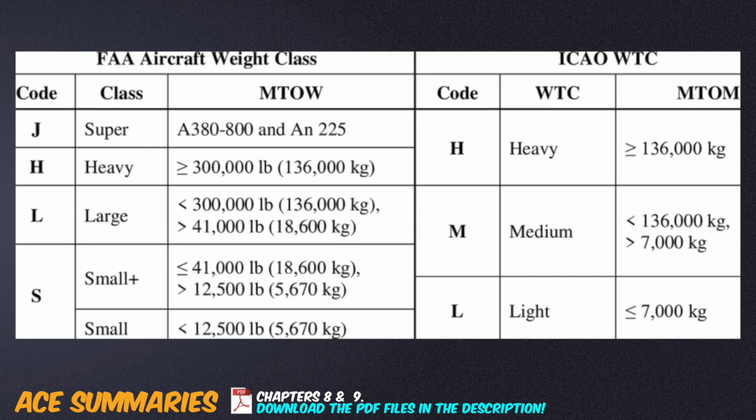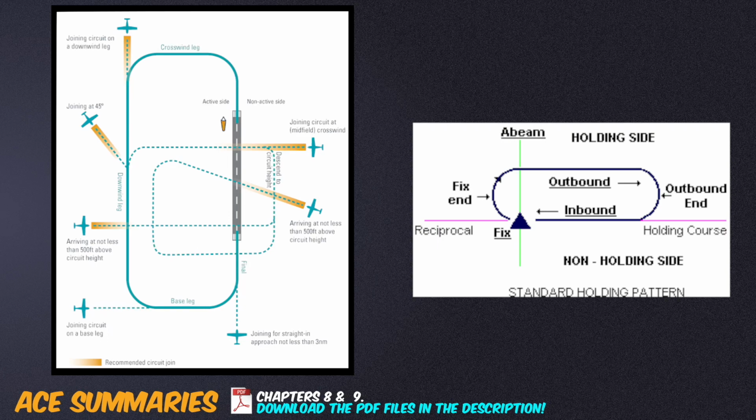The ICAO aircraft categories are as follows. Heavy aircraft weigh more than 136,000 kilograms and are required to identify as heavy on initial contact. Medium aircraft are from 7,000 to 135,999 kilograms, and light aircraft are those weighing less than 7,000 kilograms. The standard circuit is left turns, and the standard holding pattern is right turns.